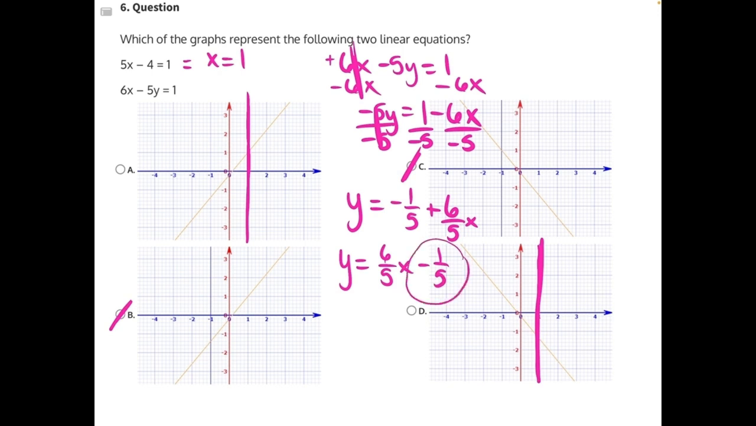So the graph should be crossing the y-axis below the x-axis, which it is doing at every one of these graphs. But if we look at our slope, it is positive, meaning it should be going up from left to right, which only happens in answer choice A, which makes that our correct answer.